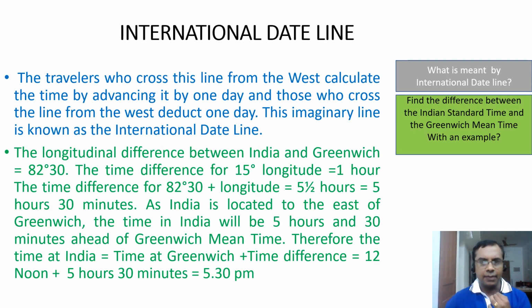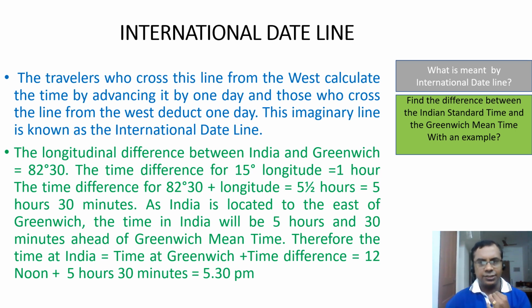Now we can study about the international date line. What is meant by international date line? That is the question that may be asked from this portion. The travelers who cross this line from the west calculate the time by advancing it by 1 day, and those who cross the line from the east will deduct 1 day. This imaginary line is known as the international date line.